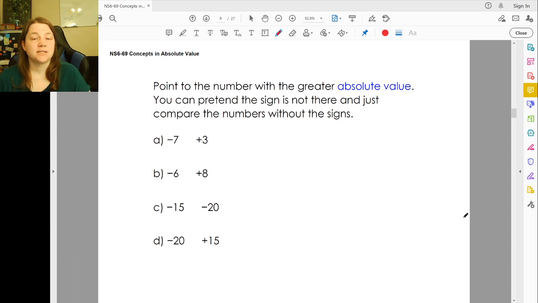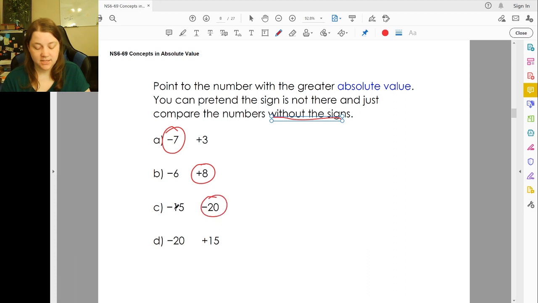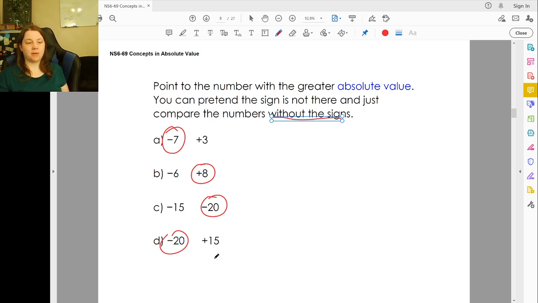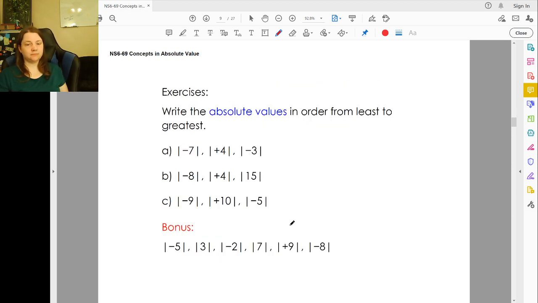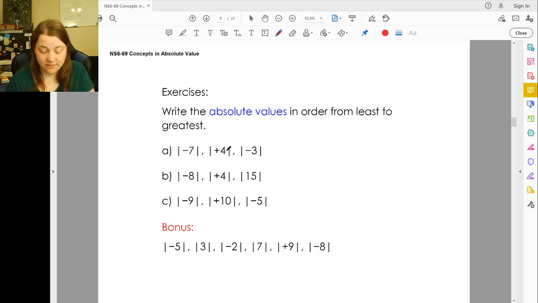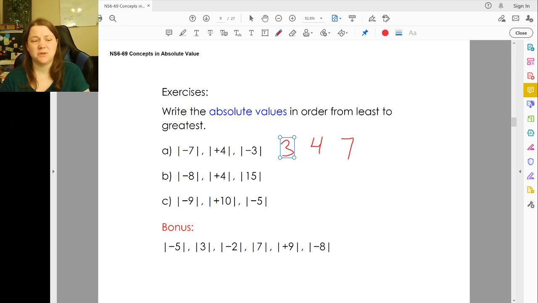Point to the number with the greatest absolute value. Go ahead, take a look here and try to find the number with the greatest absolute value. Just look at the numbers without the signs. So we know that 7 is bigger than 3. 8 is bigger than 6. 20 is bigger than 15. The signs don't matter in absolute value, just the numbers. They want us to write the absolute values in order from least to greatest. For letter A, -7, +4, and -3, the smallest number is 3, and then 4, and then 7. That's all you would have to do.